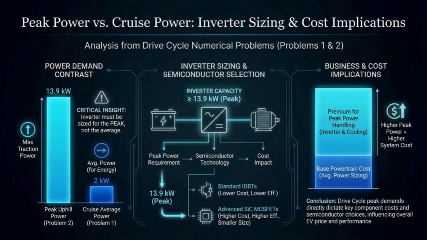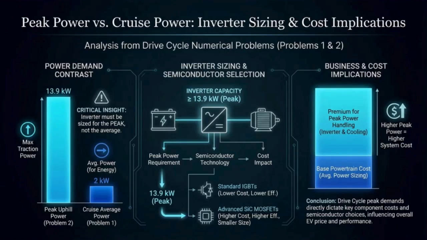Let us compare peak power and average power. During uphill driving, peak power reached 13.9 kilowatts. During steady cruise, average power was about 2 kilowatts. These numbers are very different. The inverter must be designed to handle the maximum power. Even if 13.9 kilowatts occurs only briefly, the inverter must safely deliver that value.